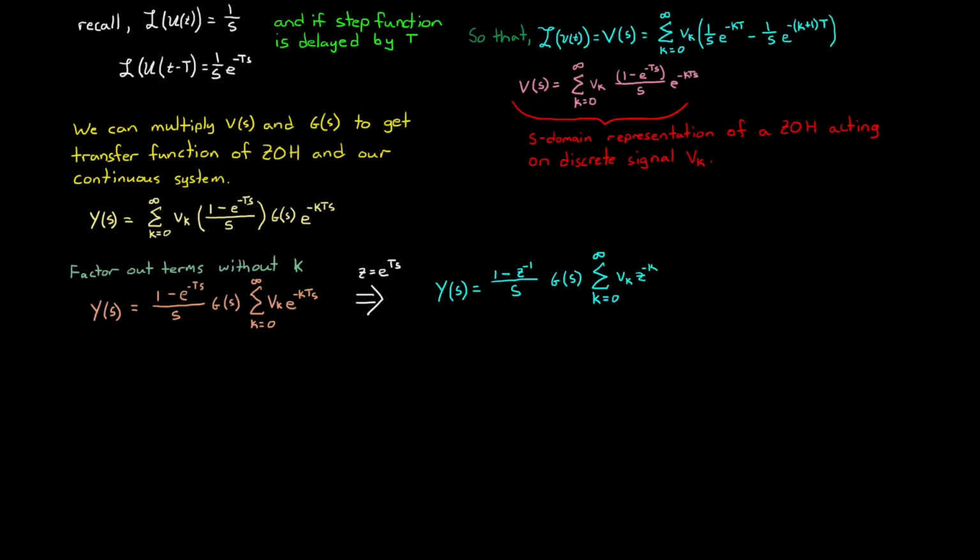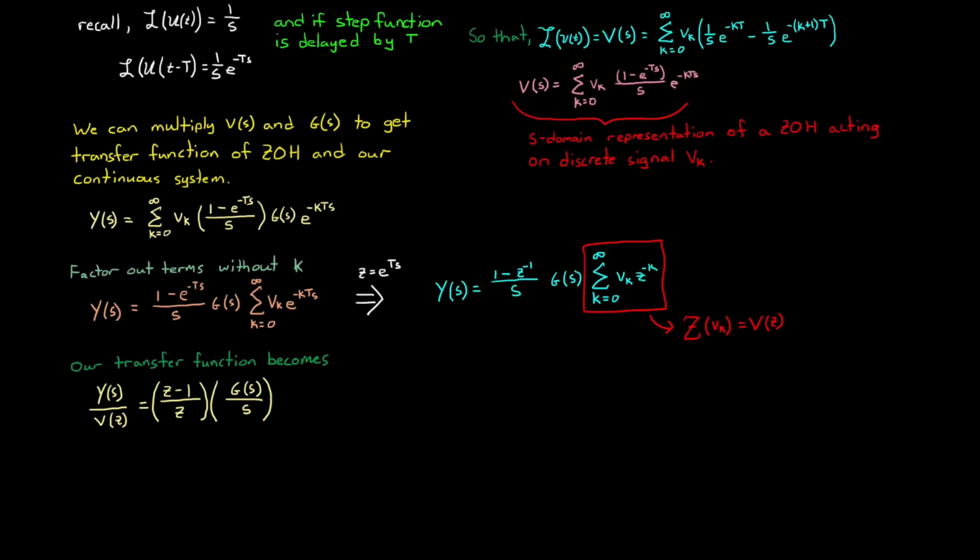Now this is where I hope rearranging our equation earlier made things obvious. It made it clear that this summation is just the z transform of the discrete signal vk. That is, the summation is converting vk to its z-domain equivalent, v of z. If we make that substitution and do a little rearranging of the 1 minus z inverse, we are left with the transfer function from the input signal v of z to the output signal y of s. And we are so close at this point.